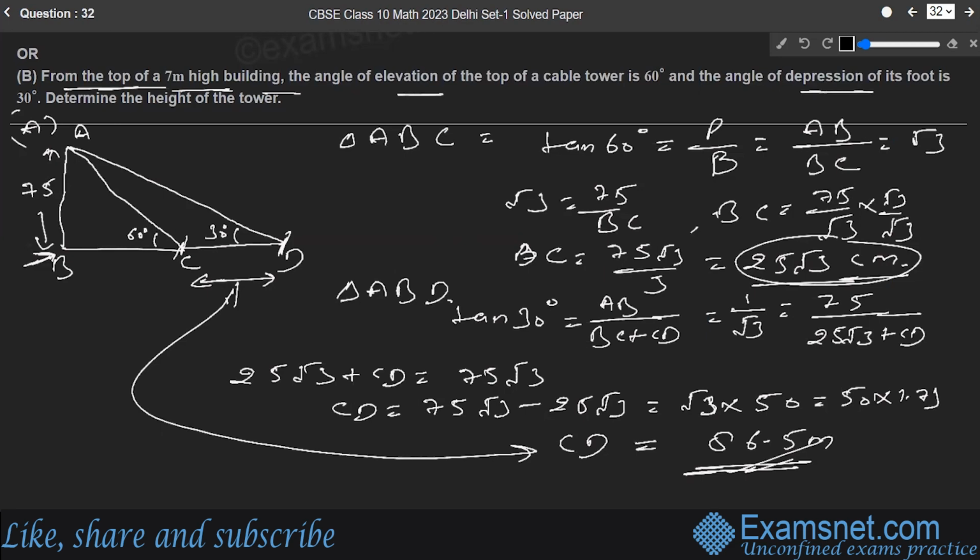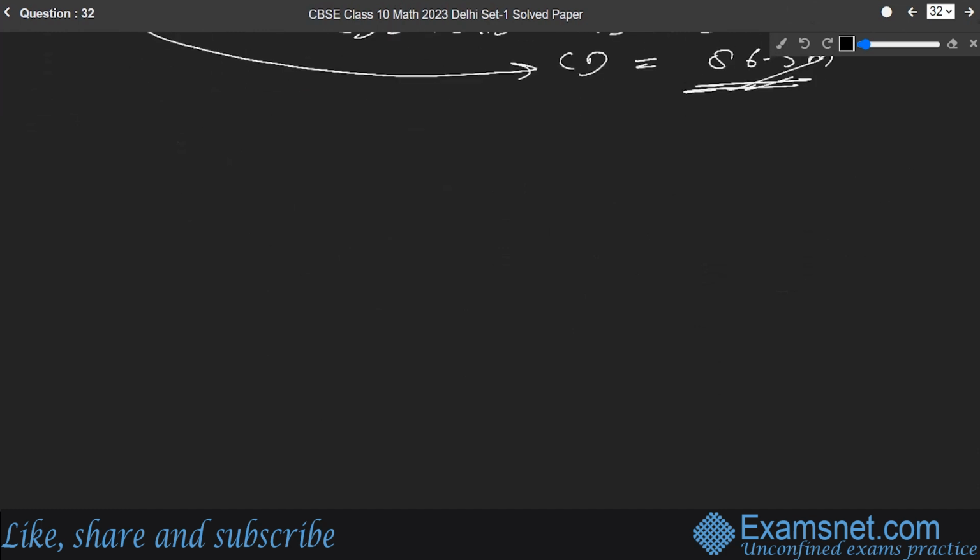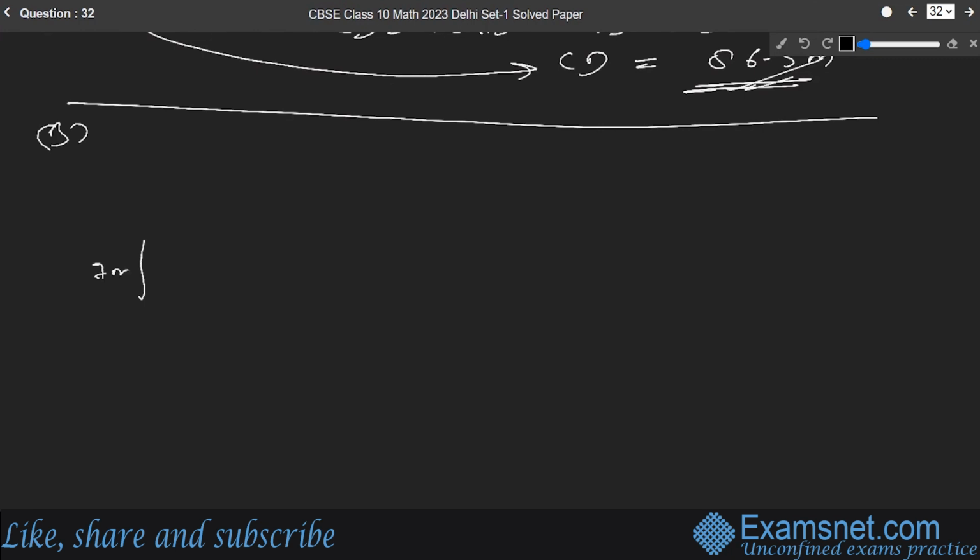So let us make the figure first. As they say, we're gonna make the figure in the same way. They say there's a 7-meter high building. So let us make a 7-meter high building. So this is the building, and the height is 7 meter. And from the top of the 7-meter high building, the angle of elevation of a cable tower. So then if there is an angle of elevation, then obviously the cable tower has to be of large length.